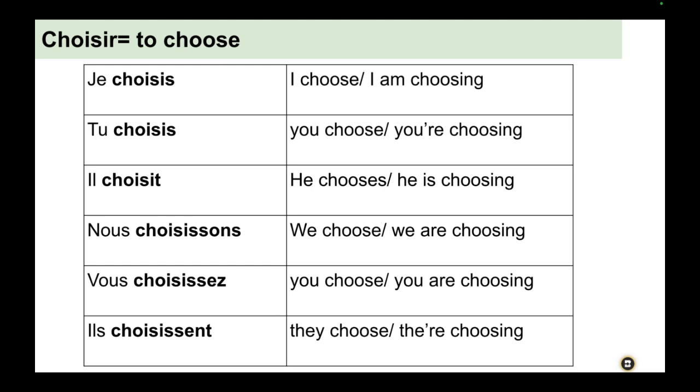Nous choisissons. So one S between two vowels, we pronounce as a Z sound. And if you want to pronounce it as an S, we write a double S like this. That's why you will hear a Z sound here and an S sound here when I pronounce it. Remember, the S is silent for nous. Nous choisissons, and again the S is silent at the end. Nous choisissons, vous choisissez, ils choisissent. Je choisis, tu choisis, il choisit, nous choisissons, vous choisissez, ils choisissent.